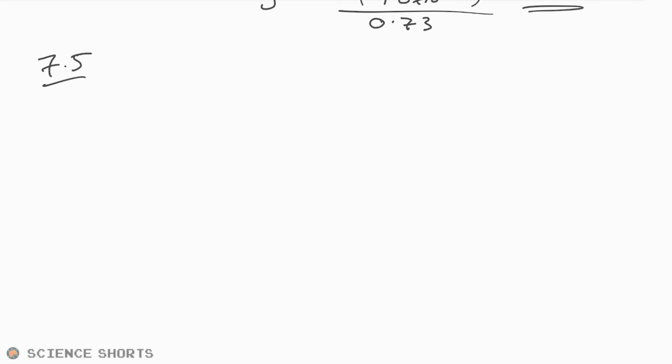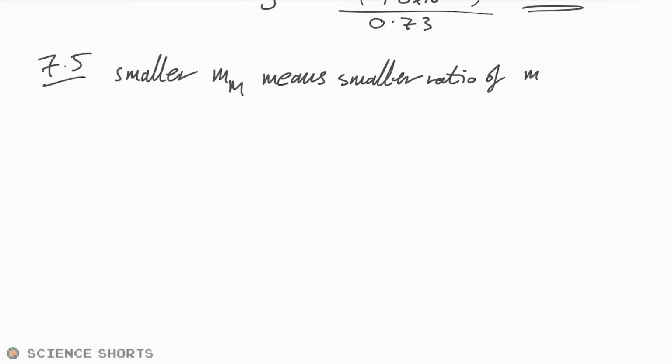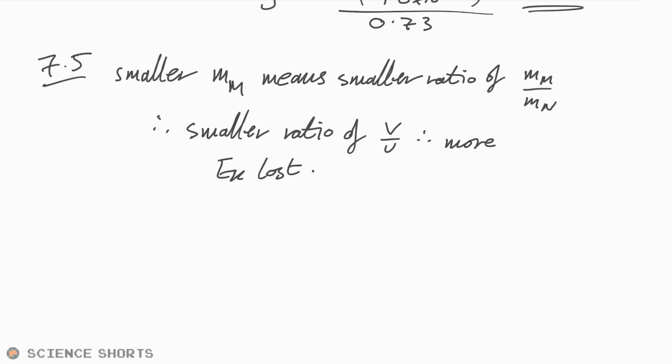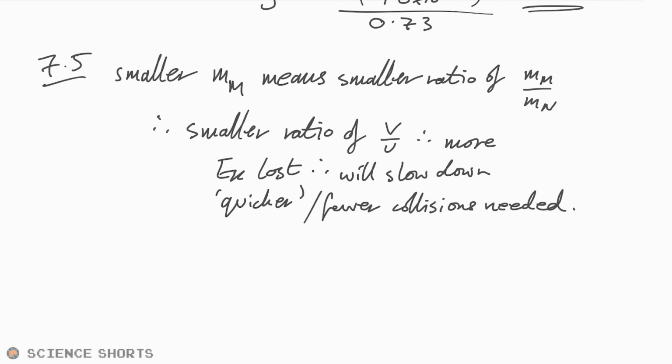Fairly easy. Finally, 7.5. Why do we prefer smaller nucleons? Looking at figure 15. Well, it's because smaller, which one are we looking at? Smaller M means smaller ratio of MM to MN. Therefore, smaller ratio of V to U. Therefore, more kinetic energy lost. Therefore, will slow down quicker, or I guess we could say with fewer collisions. There we go.